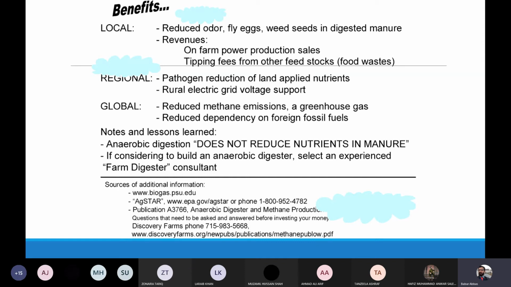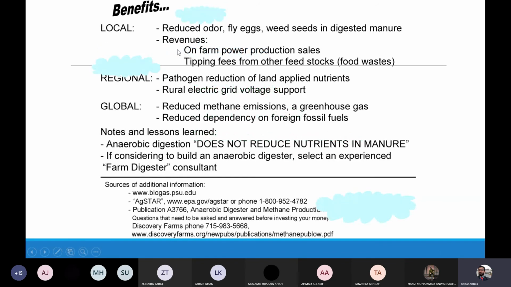Regional level benefits include pathogen reduction of the land applied nutrients and the subsequent benefit to the food chain, rural electric grid voltage support. Global level includes the reduced methane emissions and reduction in the dependency on foreign fossil fuels and reduction in global warming. Anaerobic digestion does not reduce nutrients in manure. If considering building an anaerobic digester, select an experienced farm digester consultant.